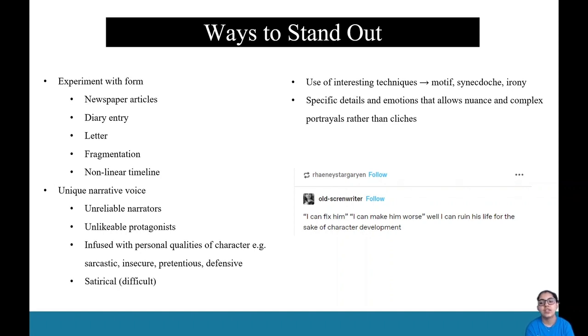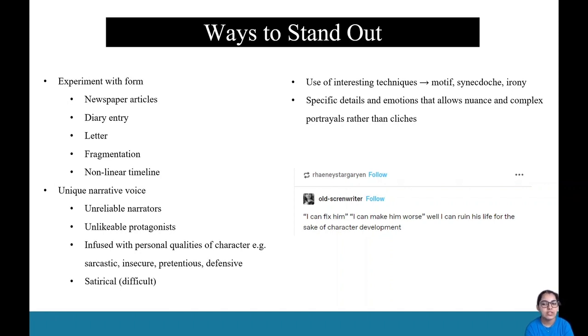And you can use fragmentation, but with fragmentation be careful that it still makes sense. And you can also use a non-linear timeline. Again, be careful with this, because if you want to use a flashback or something, you just have to make sure it's done in a certain way. And then you can also have a unique narrative voice, and you'll come across these features more when you study a lot of the texts next year that experiment with form and narrative voice.